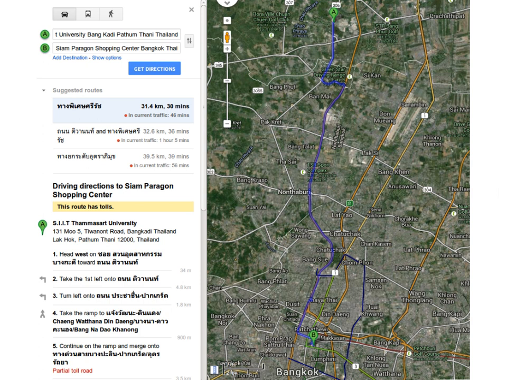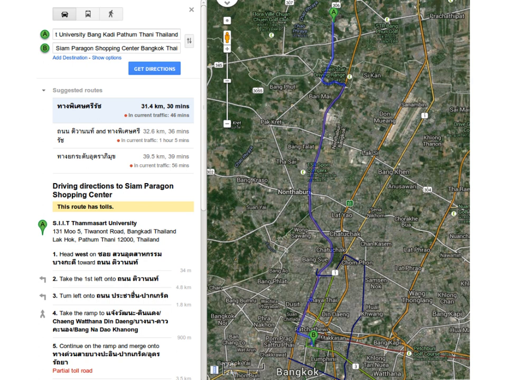I want to drive from here into the center of Bangkok, go shopping at Paragon, okay? What path do I take? I'm sure many of you have driven into some places in Bangkok. Which path do you take? How do you drive into Bangkok, or your friends? Expressway. Why? It's the fastest way.